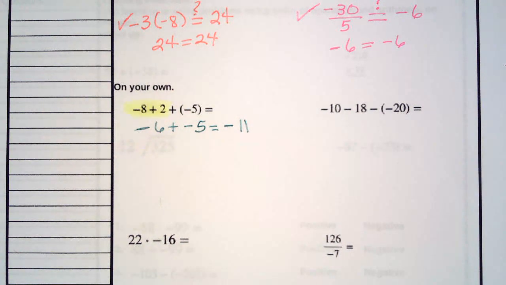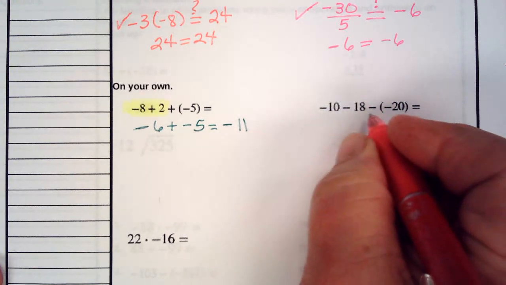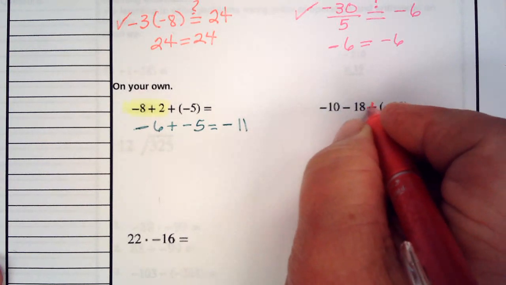Okay, on the next one. Pause the video if you did not get it done yet. Try to do it on your own. I do hope you try when I tell you to pause the video. We're looking and we see a minus a negative, which means we're going to plus that positive.